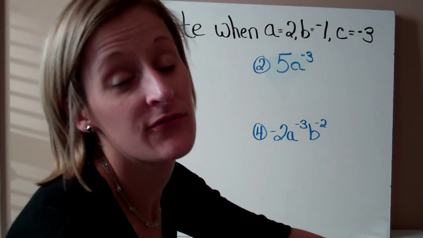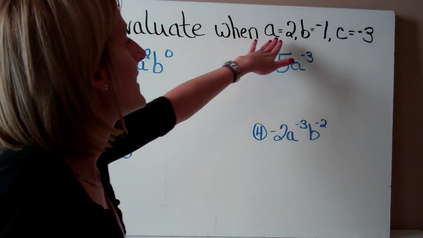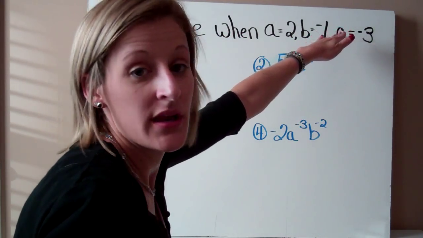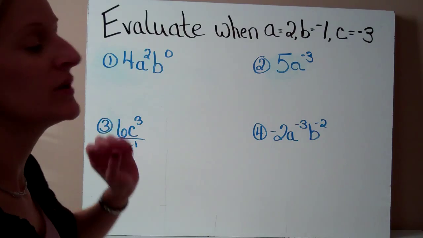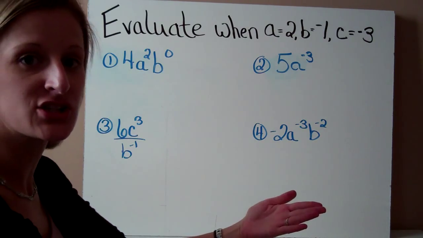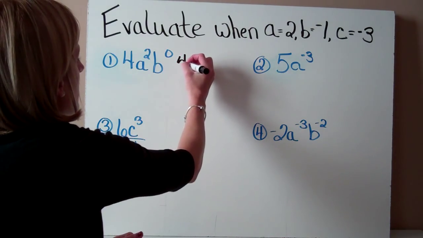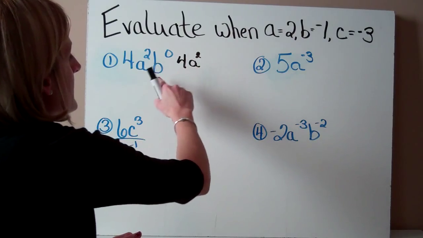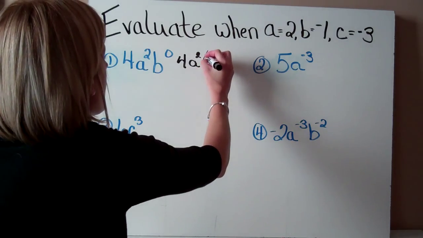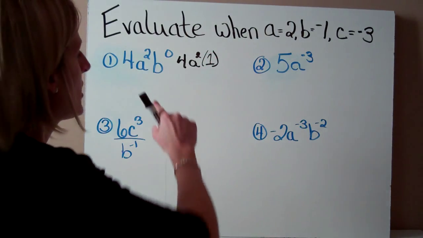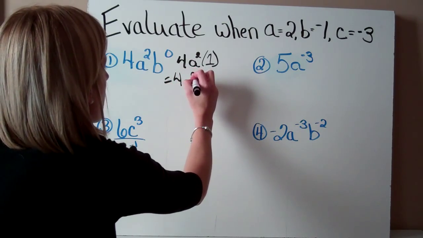Alright, now let's do a little evaluating. Evaluating means kind of to solve. So I'm going to evaluate when A is 2, B is -1, and C is -3. So I will put it in for A and B. First we need to simplify it before I can actually put in my numbers. So this first one, I have 4 times A squared times B to the 0 power. Now remember, B to the 0 is like 1. So when I simplify that down, I basically have 4A squared.